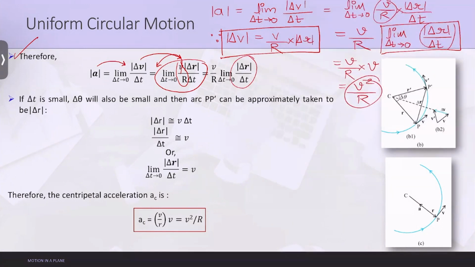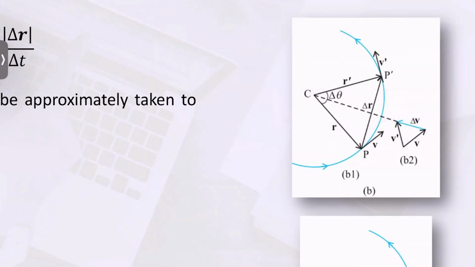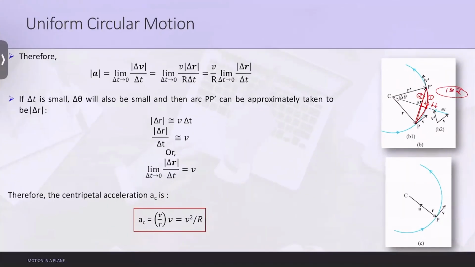Okay. Moving forward. Now, if delta T is small, delta theta will also be small, and hence the arc PP dash can be approximately taken to be mod delta R. Because when this value of delta theta is very, very small, if I just zoom in and tell you, when you try to decrease the value of delta theta, this value will keep on reducing to such an extent that it is very, very small. And hence we can say that this length and this length, both are approximately same. And that has only been explained. Okay. So hence we can say that mod delta R is nothing but equal to V delta T.